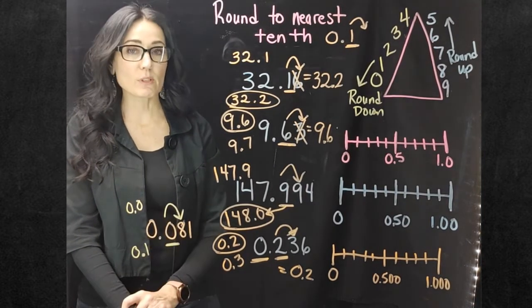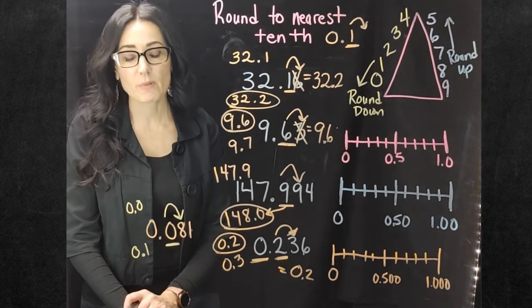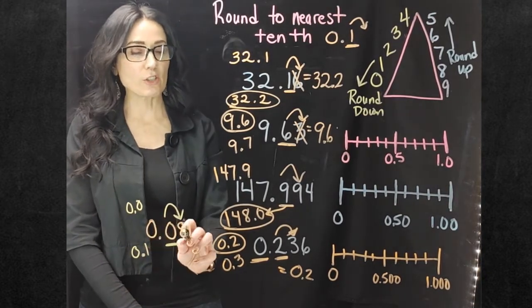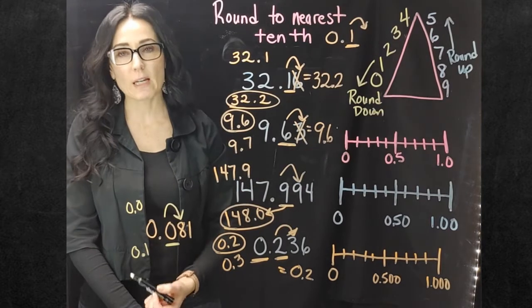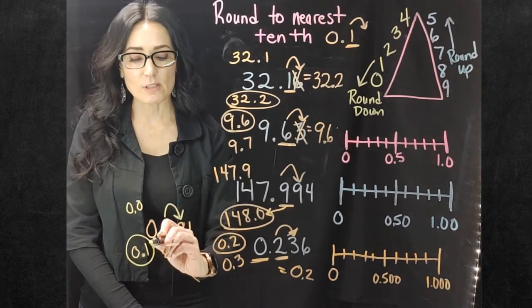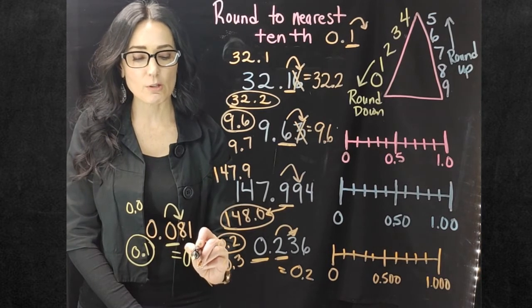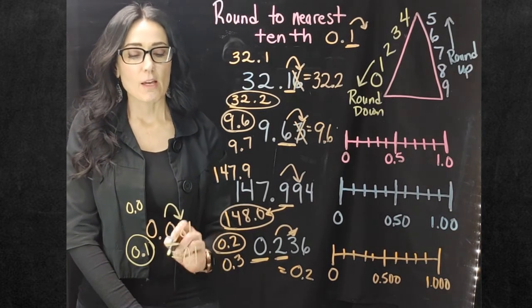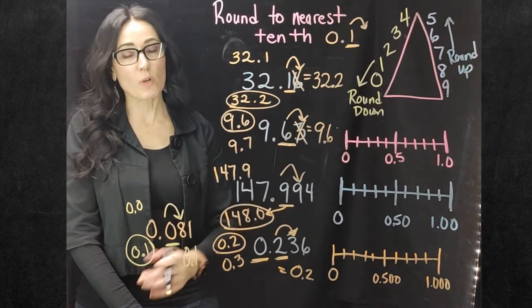Now, there are times when it would stay a 0 or become a 0, okay? So in this case, we notice there's an 8. Because it's 5 through 9 and it's going to round up, the final answer is 0 and 1/10, because 1 more than 0 is 1, okay?